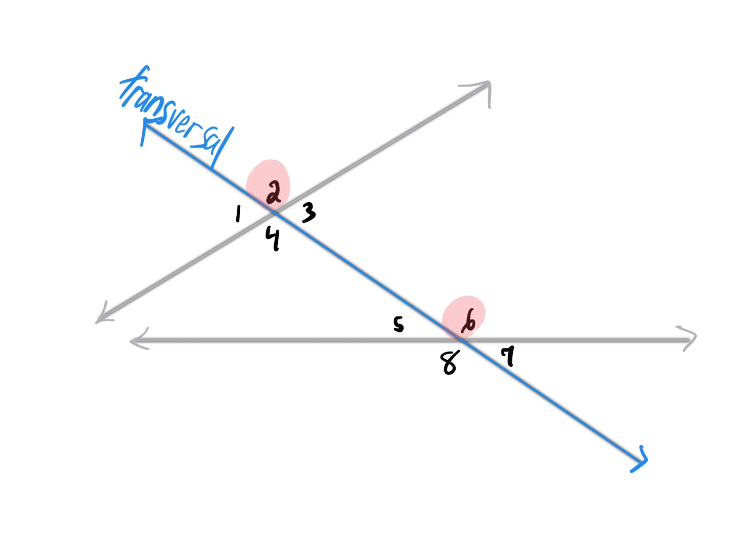Similarly, angles 2 and 6 are corresponding angles. Angles 3 and 7 are corresponding angles. Angles 4 and 8 are corresponding angles, and we've already established that angles 1 and 5 are corresponding angles.